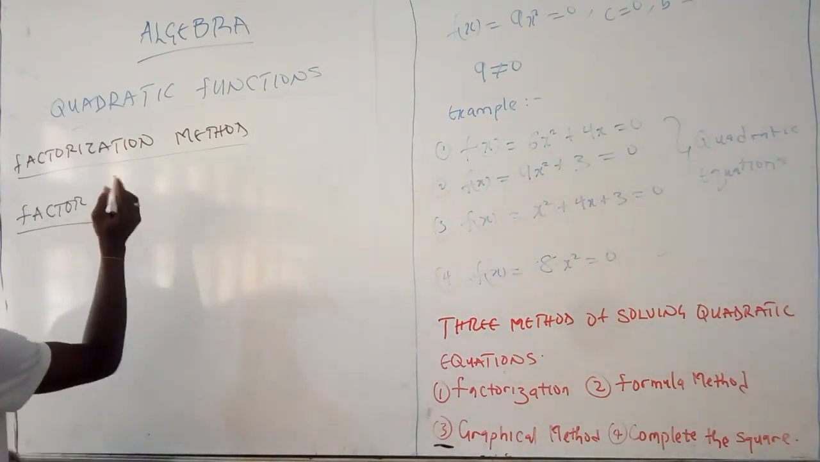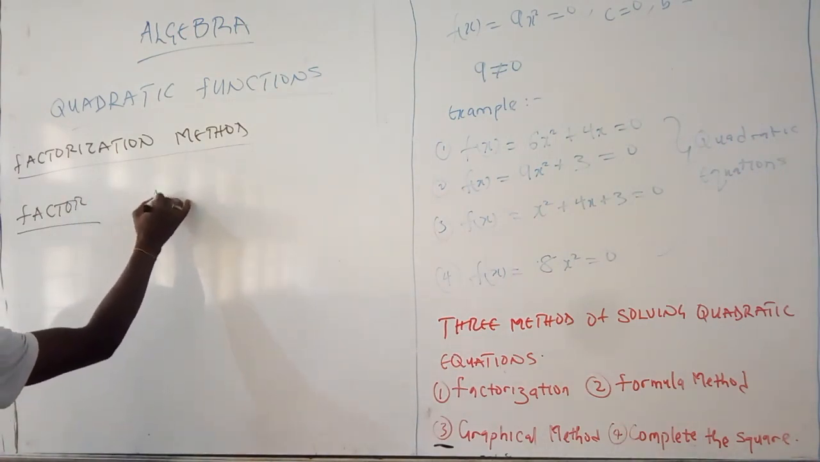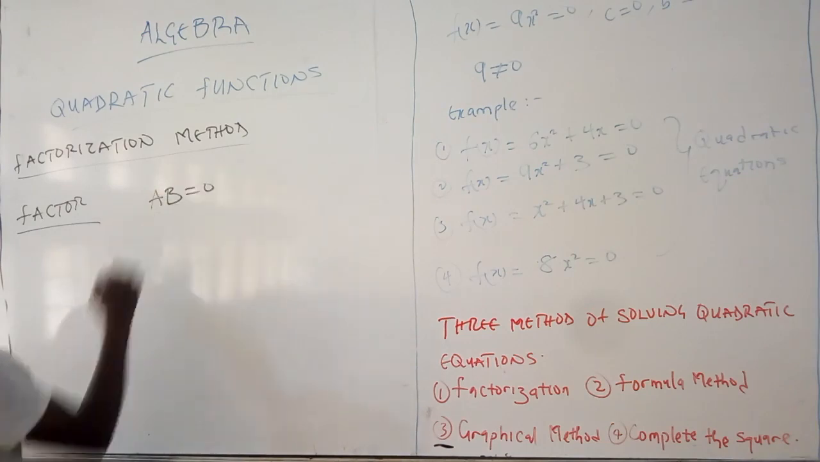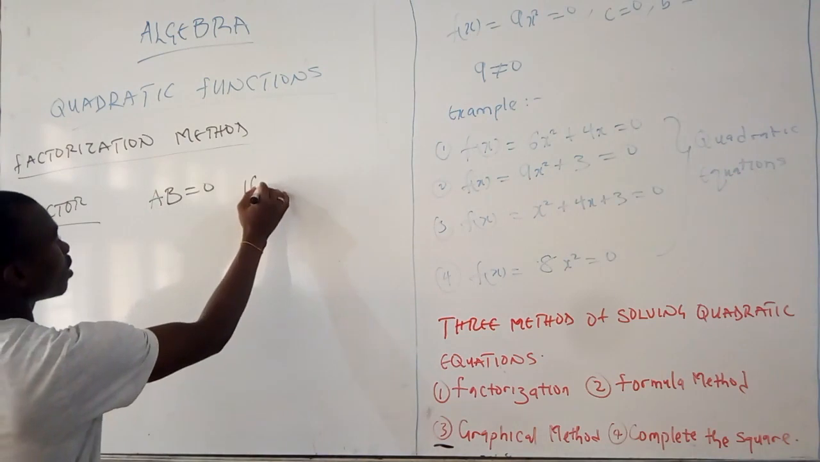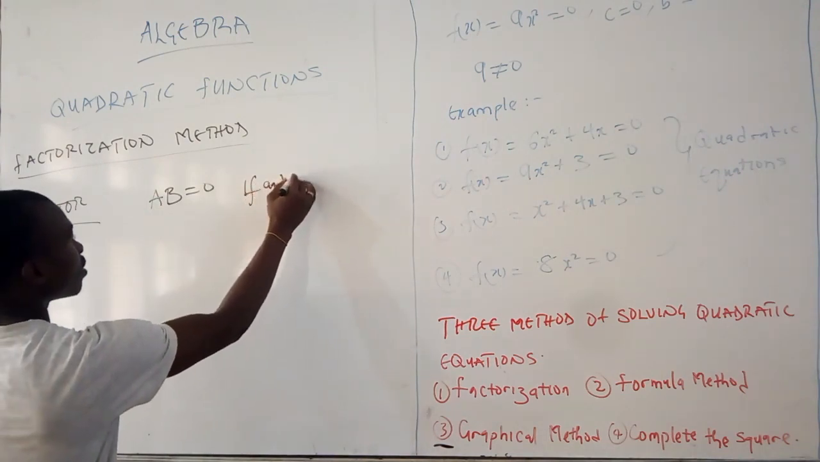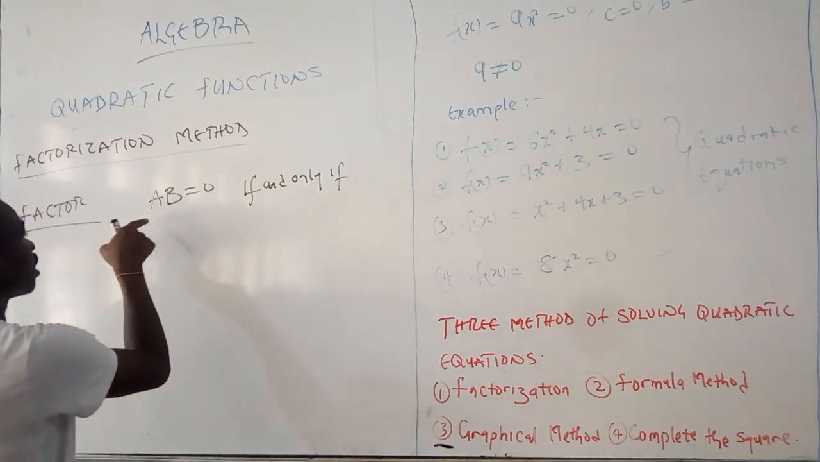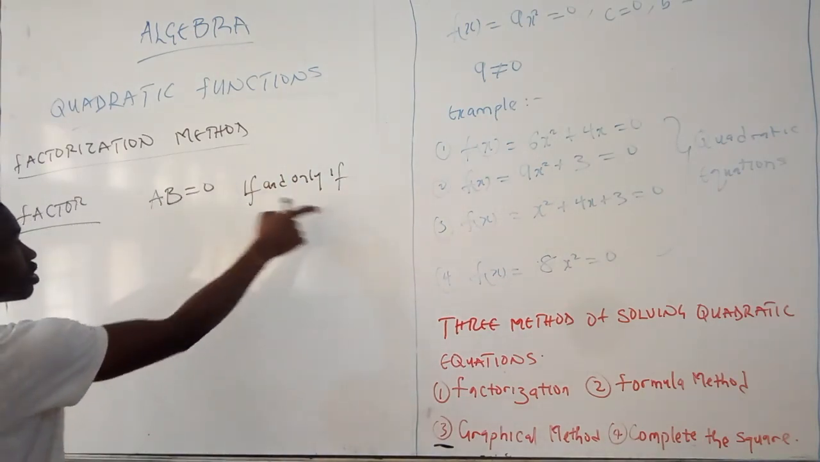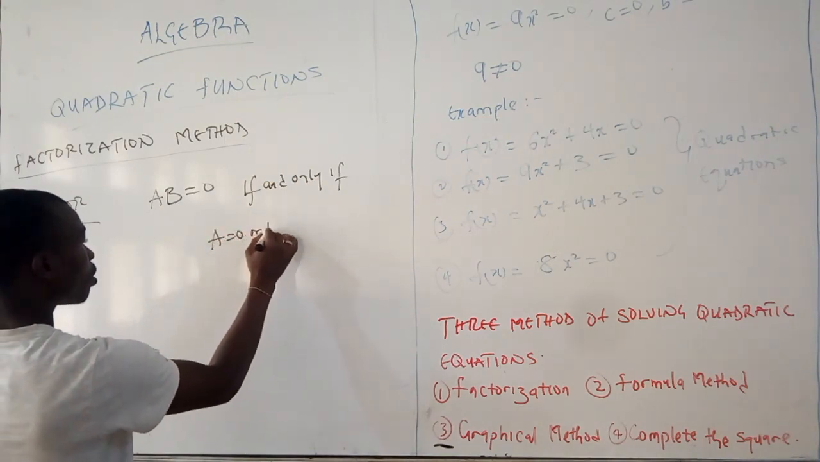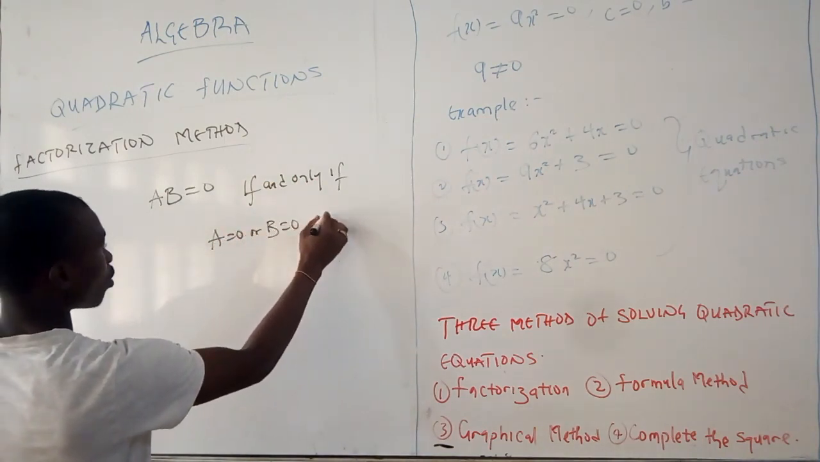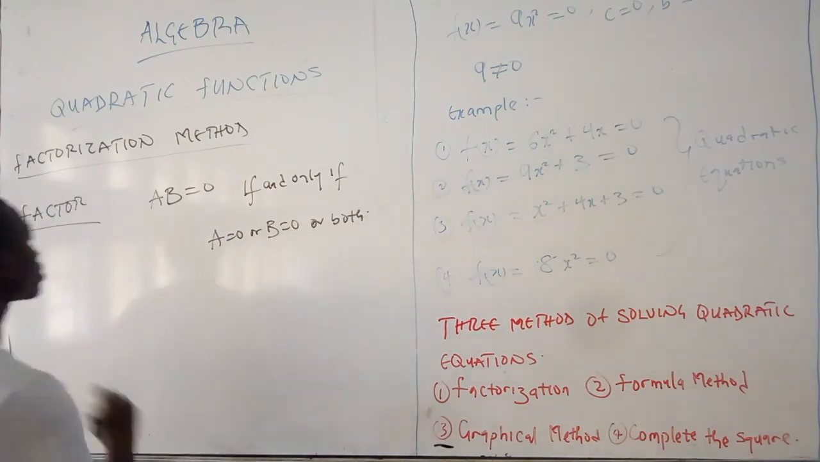We all know that, let's take an example, if I say AB is equal to 0, then this is true if and only if either A is equal to 0 or B is equal to 0, or both are equal to 0.